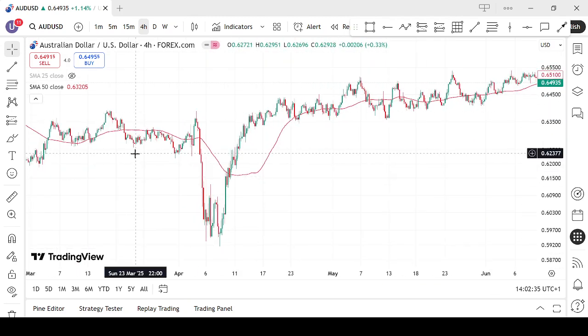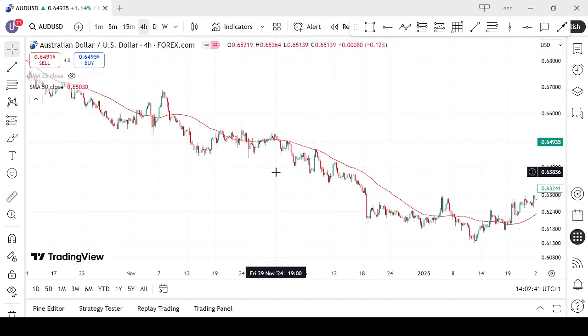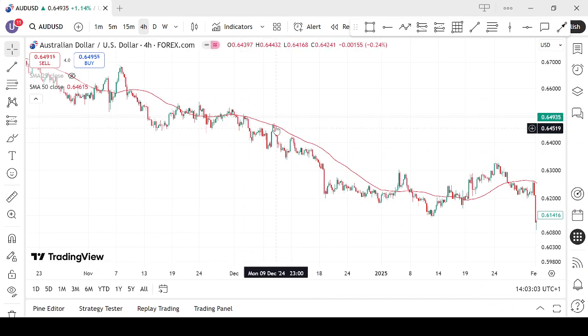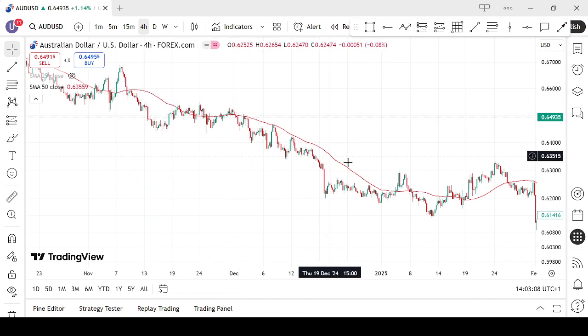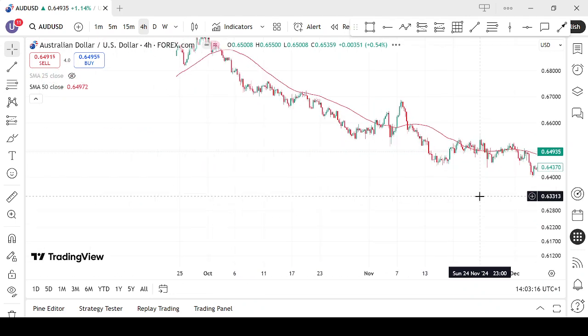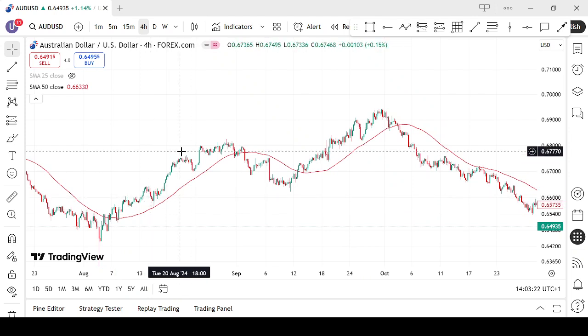But when price is trading below the 50 period moving average, it means that price is going to the downside. And as you can see on the chart, the market was trending to the downside, and price was under the simple moving average. This means that we are in a downtrend. This is how to spot the direction of the market using a simple moving average. Then when price is trading above the simple moving average, it means that price is going to the upside.